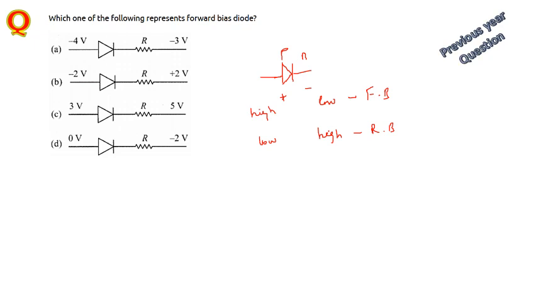Now for this one, in the first case, -4 and -3, the maximum value here is -3. So this is reverse bias. -2 and +2, here the maximum value has been given +2, that is the n type of semiconductor. This one also is reverse bias. Here is 3 and 5. 5 is given to the n type of semiconductor. This one also is reverse bias. This is 0, this is -1, -2, and the maximum value is 0. So this is forward bias. In this case, the answer here is this one.